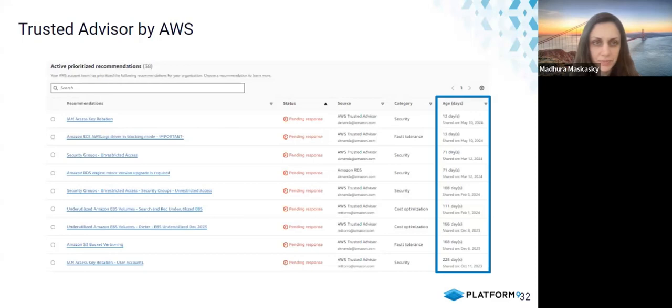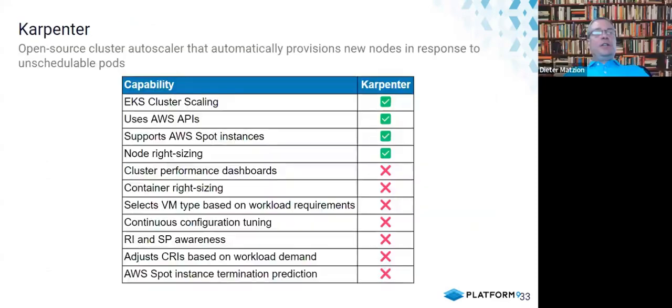Makes sense. Okay, let's look at the next one. So, Madhura, you actually asked me to show some screenshots of Carpenter. I wasn't able to find any because that's actually the fifth item from the top. Cluster performance dashboards don't exist. So, step one, right? Carpenter is a great tool for Kubernetes, mind you.